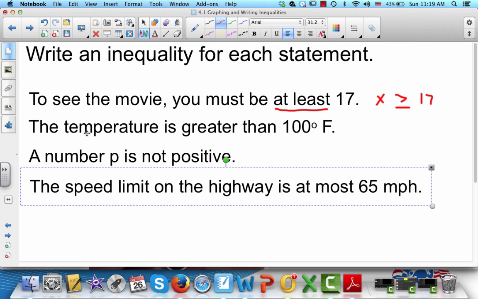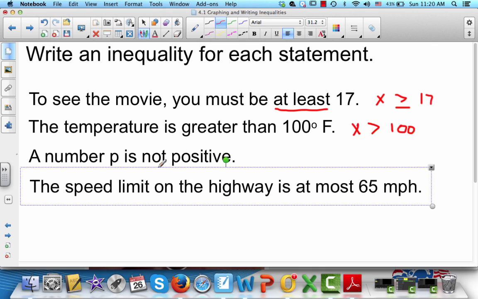All right, the temperature is greater than 100 degrees Fahrenheit. Let's put down X for our temperature. 100 degrees is the number you've been given, and it says "is greater than." Well, that one's pretty straightforward. We put down our greater than symbol.